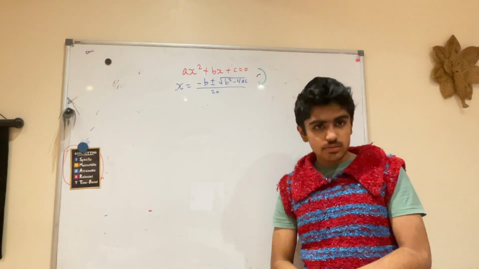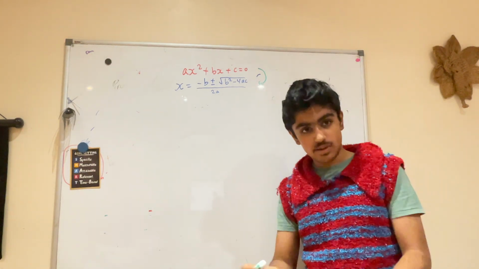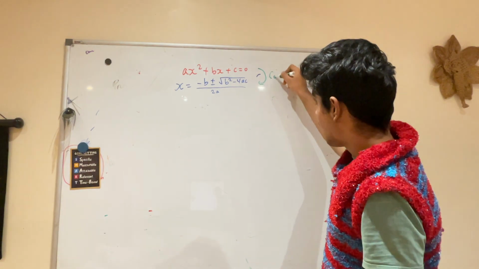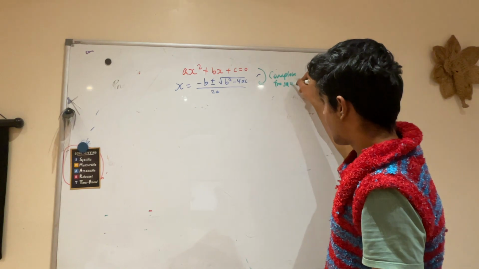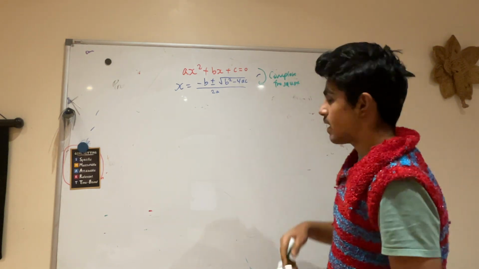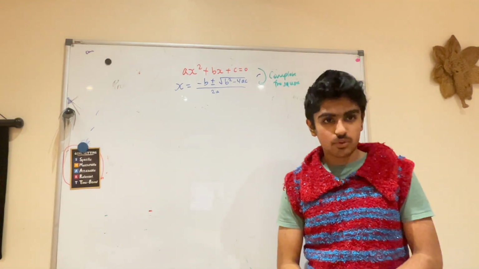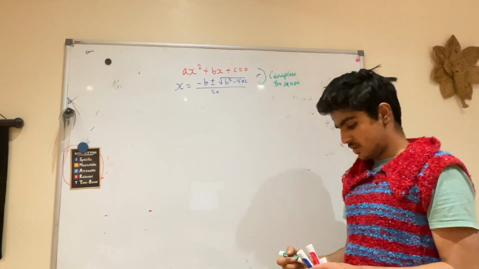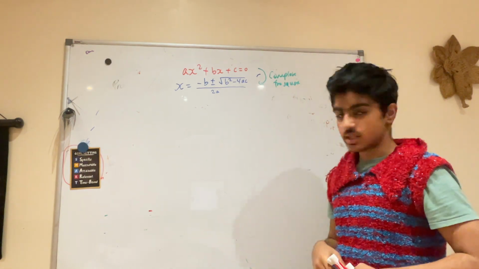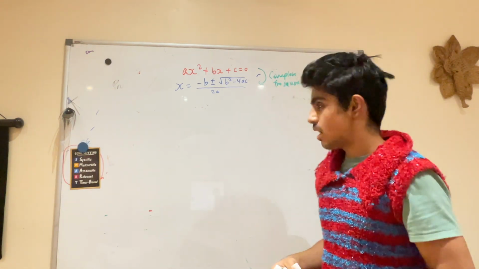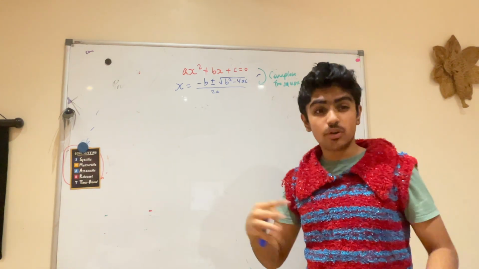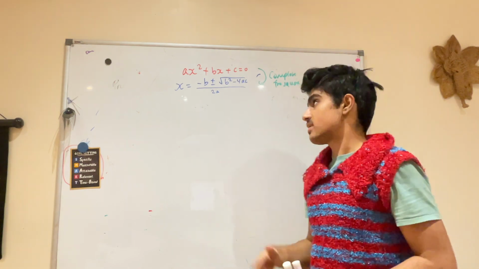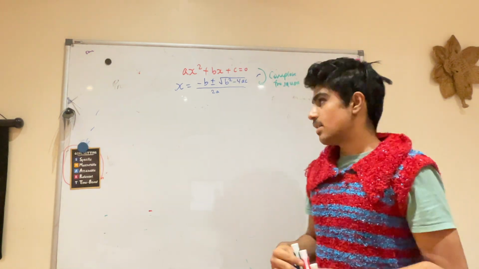What I'm going to do is complete the square. Completing the square is a method that we use to solve quadratic equations. That's basically all it is, really. Completing the square is what brought up the quadratic formula. That's how we first found this thing.